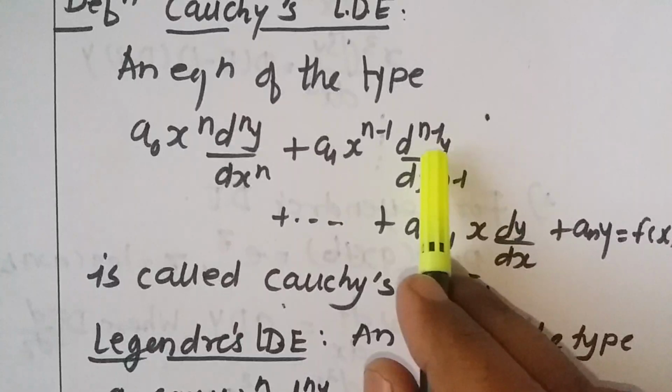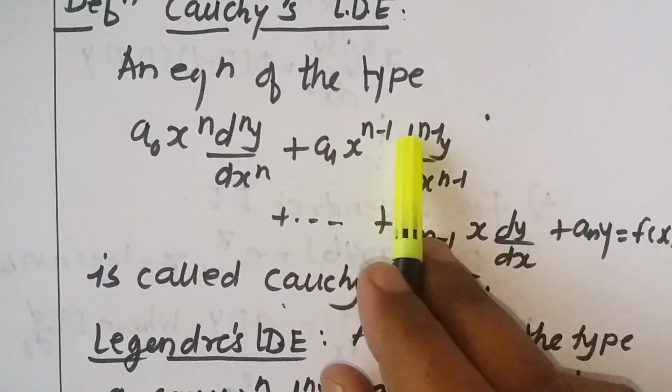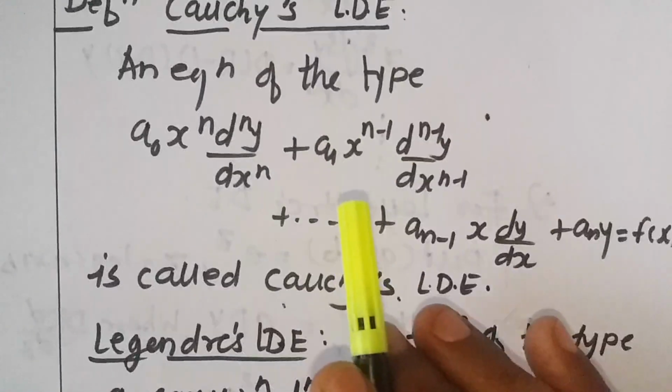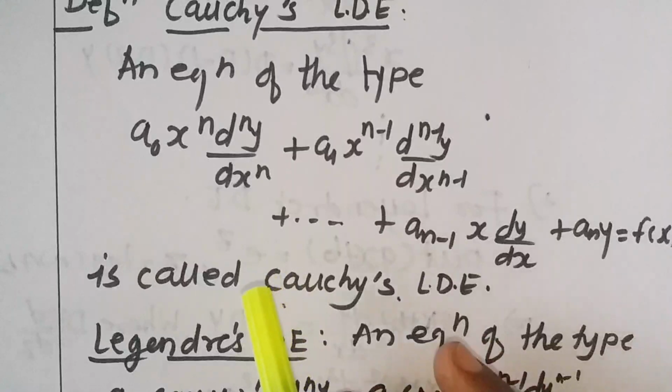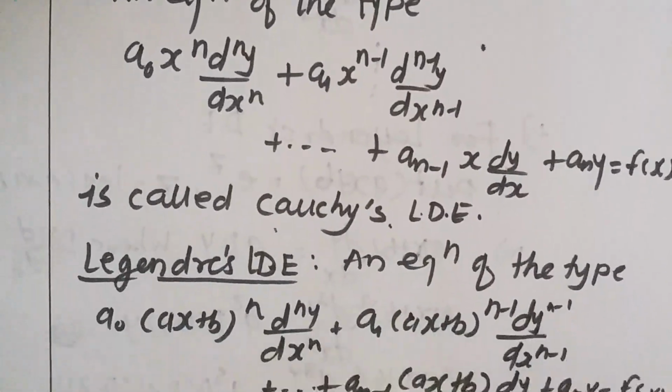Here the order of the derivative is n minus 1, therefore the power of x is n minus 1. We have to check whether the order of the derivative and the power of x are the same or not. Such types of differential equations are Cauchy's differential equations. Now the Legendre differential equation has a similar definition.